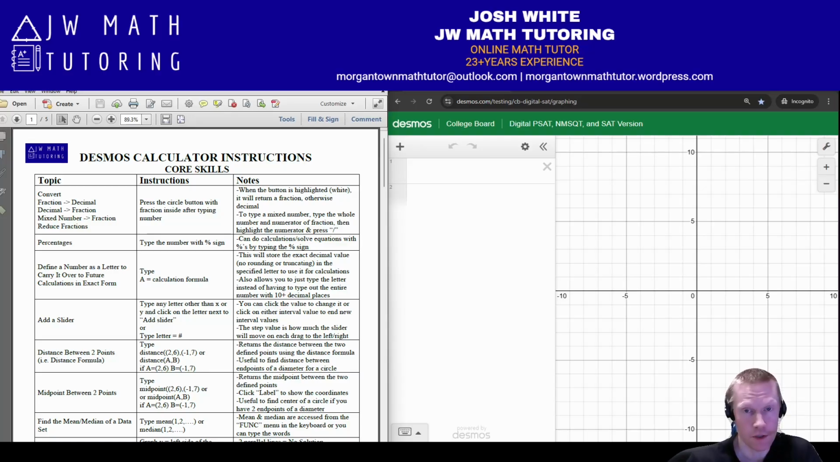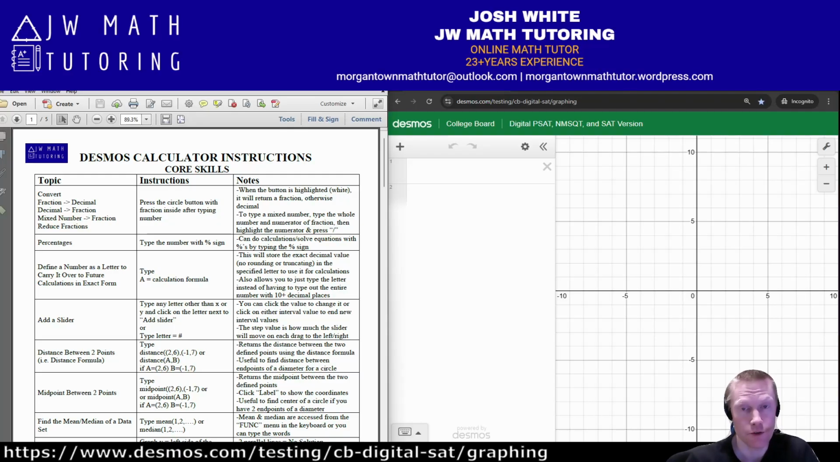The address for where you find the specific version of Desmos that mirrors the Bluebook version can either be found in the description of the video below, or it'll also display on the screen here as well. Make sure that you're using this version of Desmos and not just desmos.com/calculator, because that version has additional features that are not available in the Bluebook version of Desmos. You specifically want the one that looks like what you see on the screen here, where it says, Desmos College Board, Digital PSAT, SAT version.